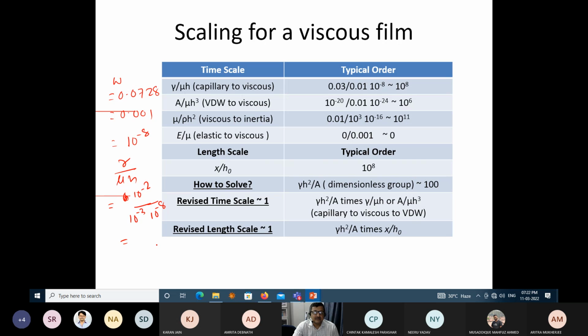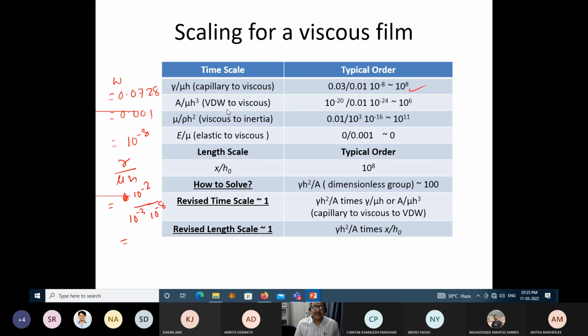How much is coming to be this? 10 to the power 9. 10 to the power 8 to 10 to the power 9. I have given you a table here. So 10 to the power 8 is gamma by mu h. What does it mean? That surface tension force is more predominant than the viscous force.